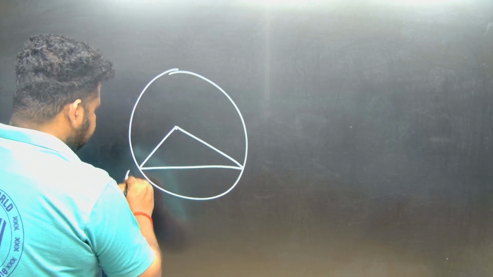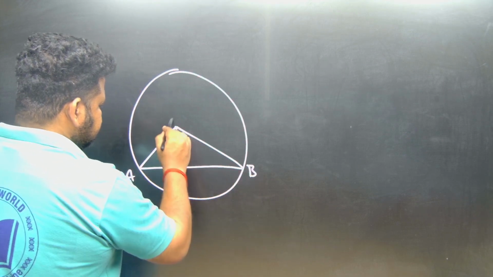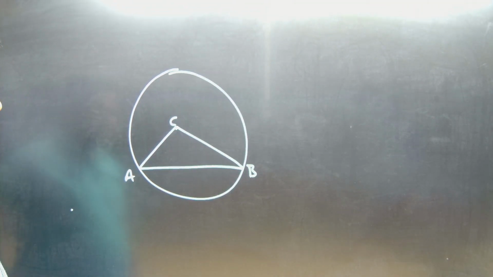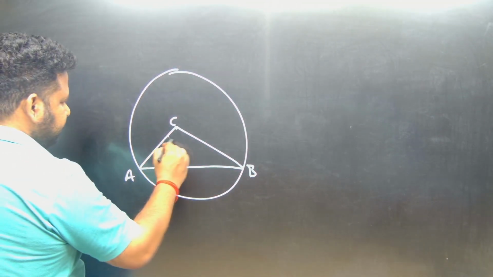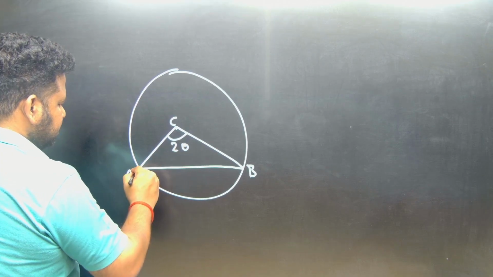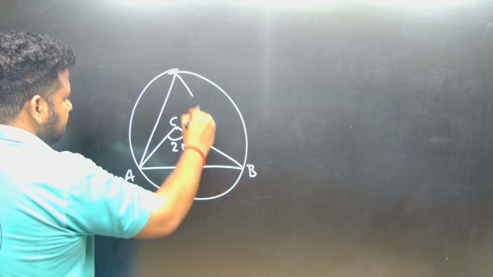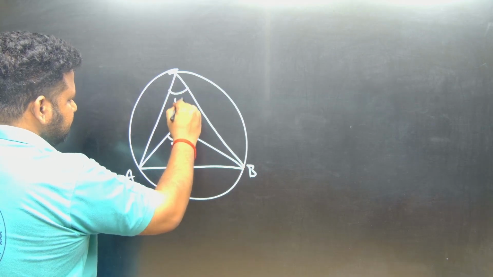Let this chord be AB. Let this be the center. Now, very important to know: if this angle is 2 theta, what will this angle be? This angle will be theta.